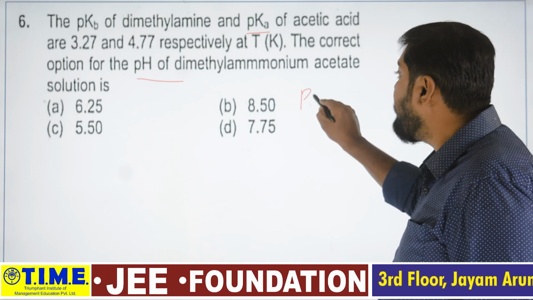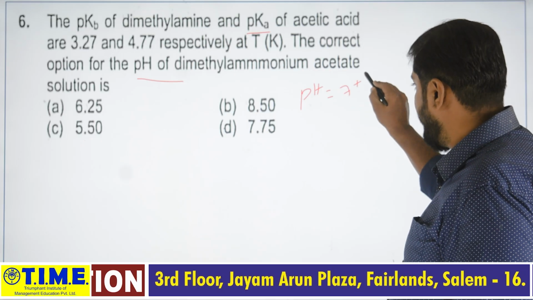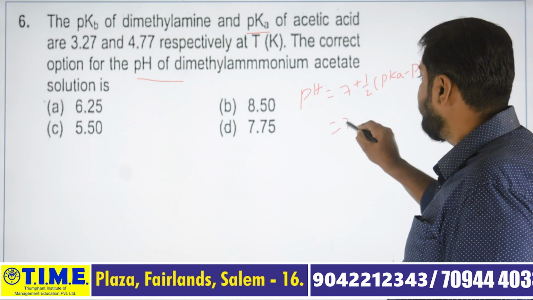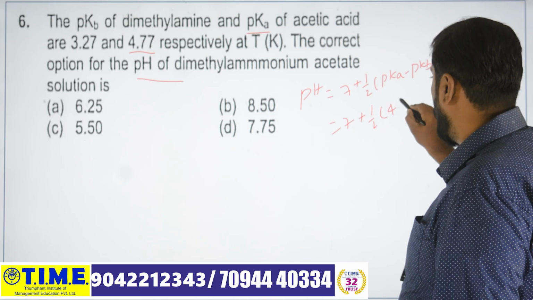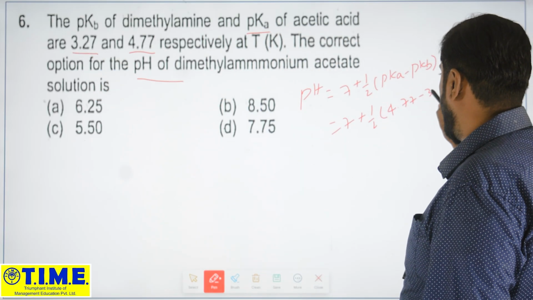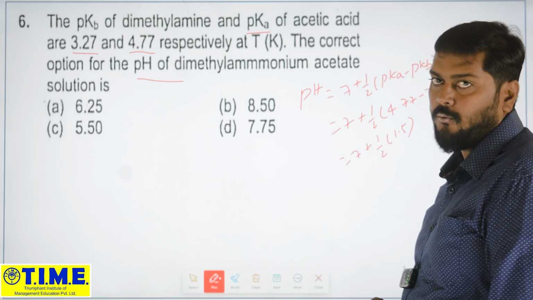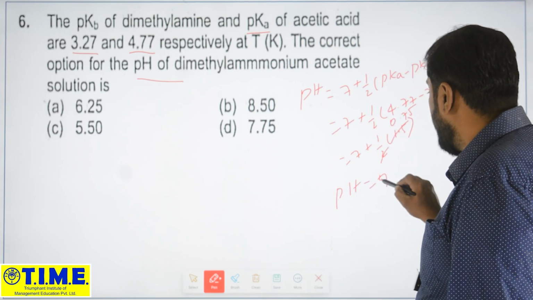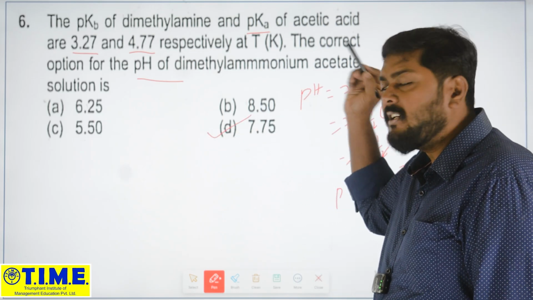Okay, so to calculate the pH when you have a weak acid and a weak base, the formula is going to be 7 plus half into (pKa minus pKb). So 7 plus half into (pKa, which is given as 4.77, minus pKb, which is given as 3.27). If you subtract these two, you will get 7 plus half into 1.5. So if you cancel this, you will get 0.75. Hence, the pH is going to be 7 plus 0.75, which is 7.75. Hence, your option is D, right?